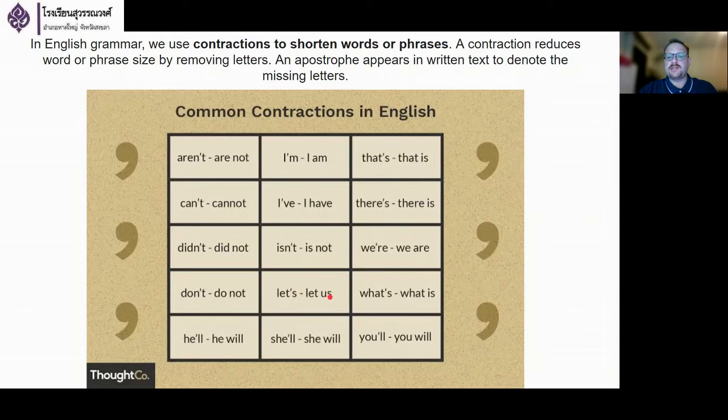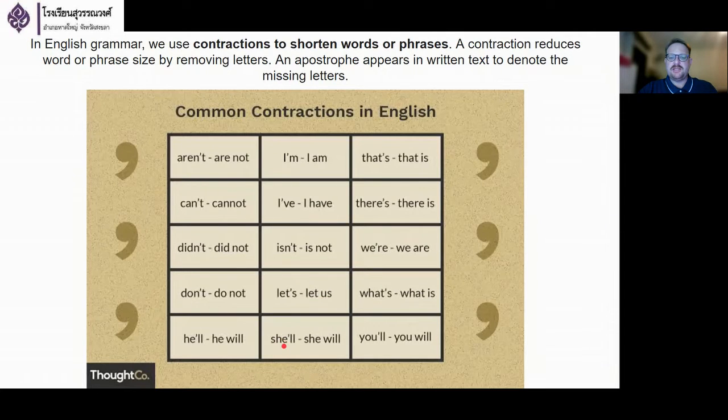Let us play outside, please. Let's play outside, please. Let's, L-E-T apostrophe S. Let's is the contraction of let us.